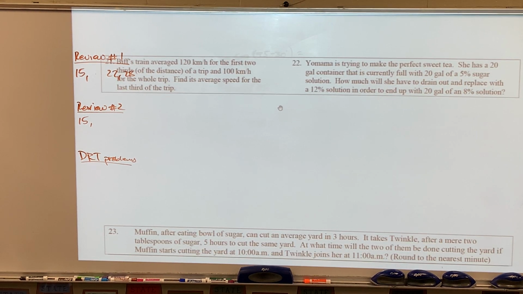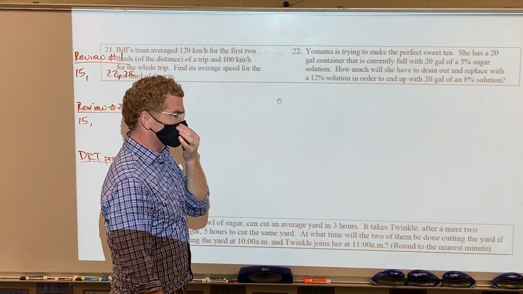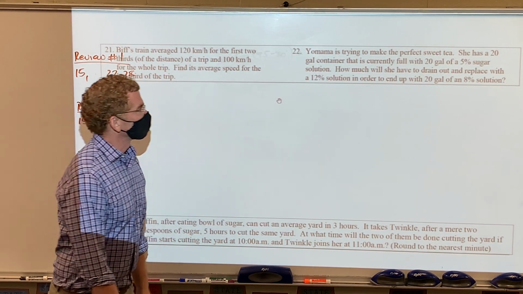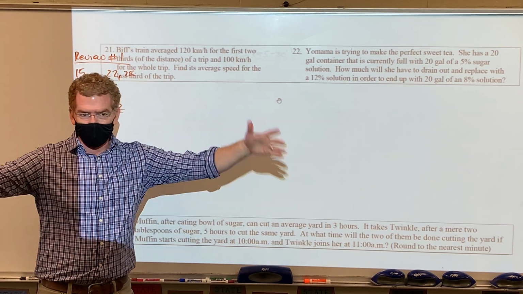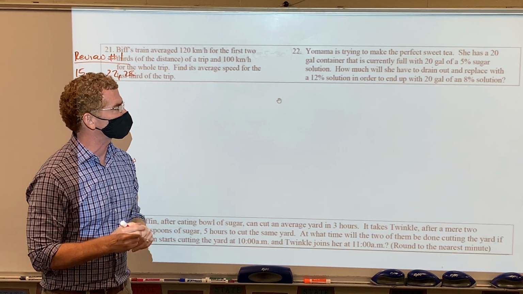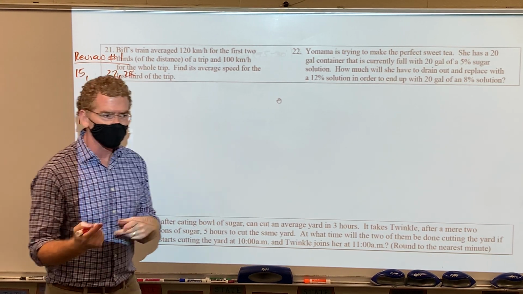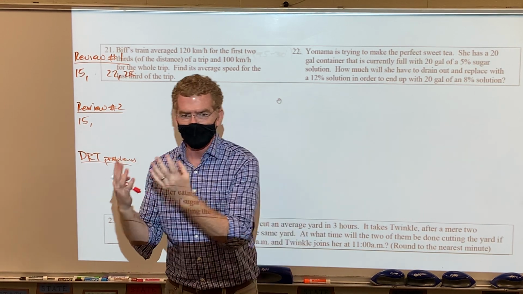Okay, it says your mama is trying to make a perfect sweet tea. All right, she has a 20-gallon container. It is currently full, already full. So a huge container, completely filled to the rim with 20 gallons of a 5% sugar solution. So what was my hint to you when you're doing these mixture problems? Think about it like a what? Fraction.